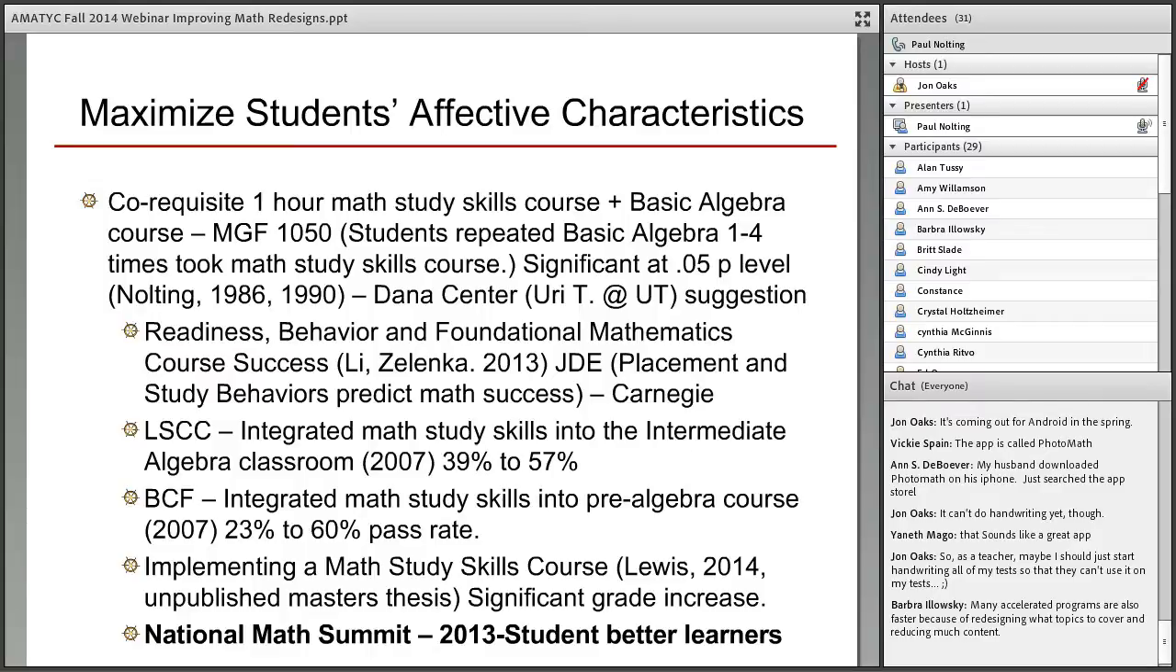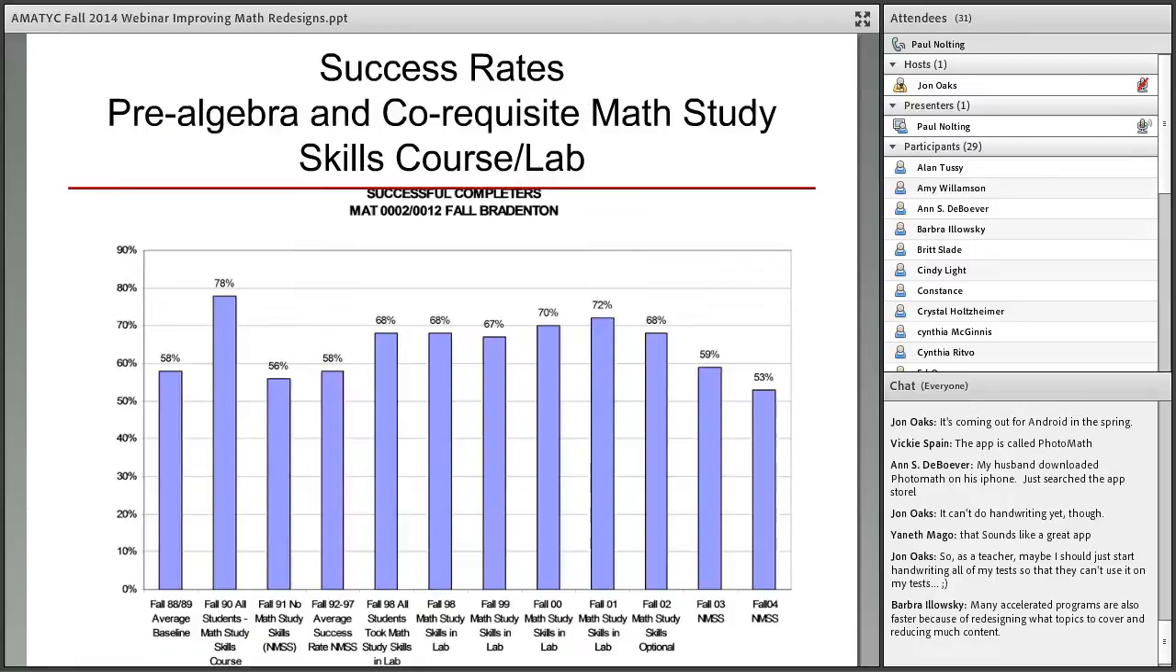When we did the National Math Summit last year, I think 5 of the 7 participants said one of the better things we have to do now is make students better learners. Okay, so I beat that one to death. Let's move on. Oh, more research. I'm going to skip this one real quick.